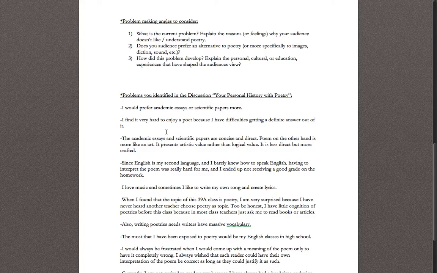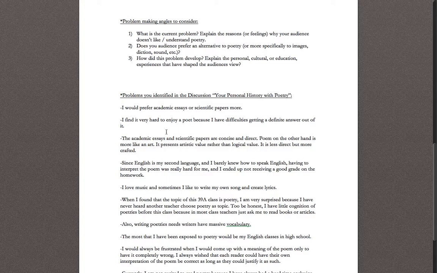Just identifying what is the current problem. So the prompt already gives you part of the problem. The current problem is that your audience doesn't understand and or like poetry. So that's kind of a given. The second part of this question that says explain the reasons or feelings why your audience doesn't like, understand poetry, that gets into the specifics. Why don't they like it? Why don't they understand it? Currently, to this day, if you walked up to someone who was part of your audience and said, what do you think about poetry? What would they say?